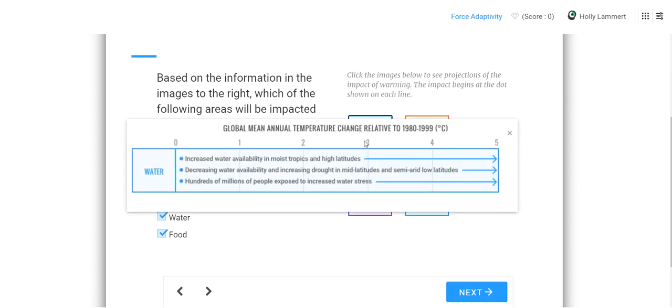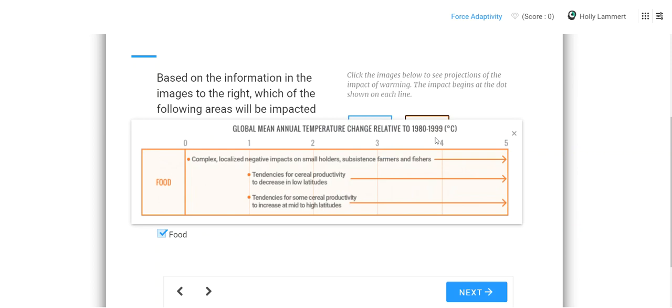Oh, and here we can learn a little bit more about it. So, okay, water, increased water availability in moist tropics and high latitude, decreased water availability, and increasing drought in mid-latitudes and semi-arid low latitudes. Hundreds of millions of people exposed to increased water stress, being not able to get enough water.